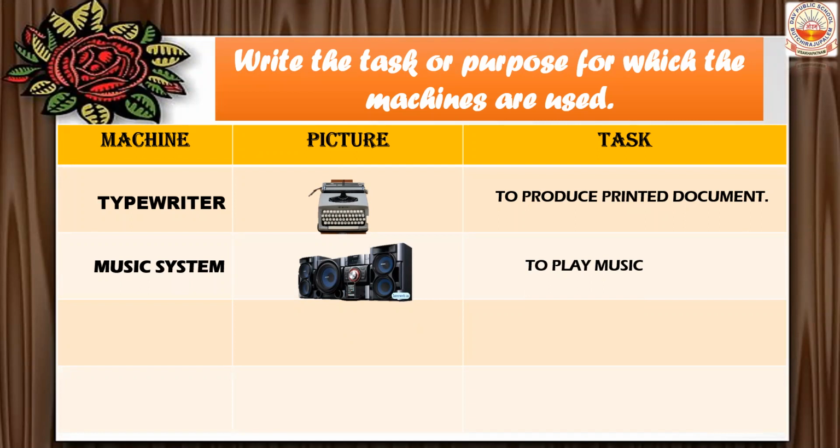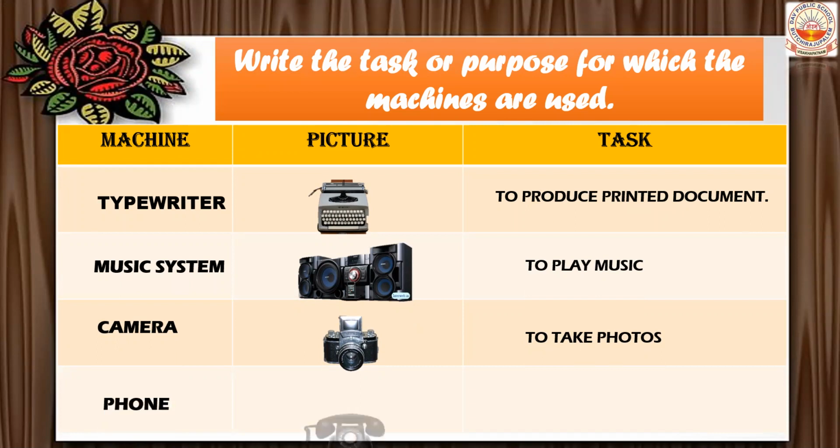Okay, now let us see the next machine, camera. So this is the picture of camera. Can you tell me, children, what is the use of this camera? Yes, it is used to take photos. Okay. So now let us see the one more machine, phone. This is the picture of phone. Can you tell me, children, for what purpose it is used? Yes, it is used to communicate. It is used to communicate with the people.